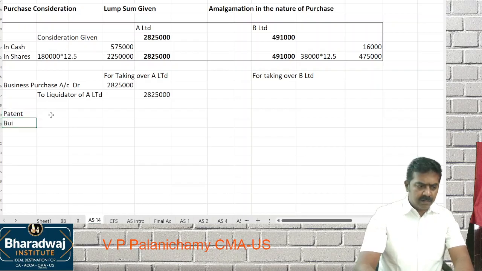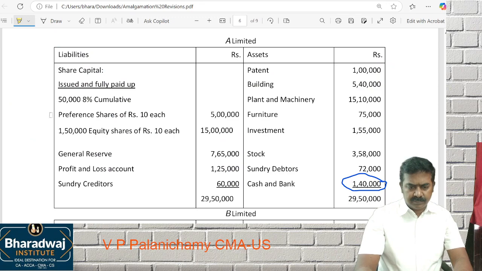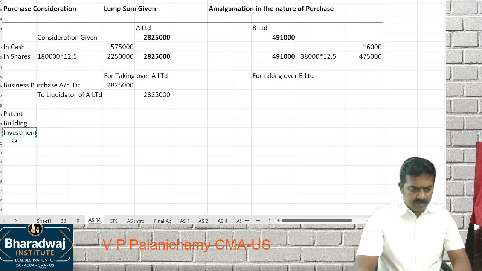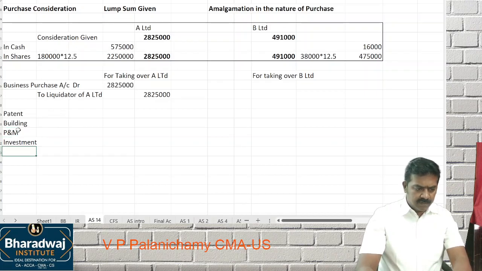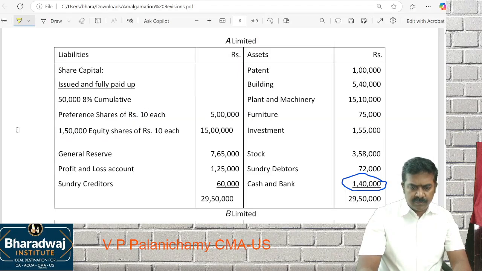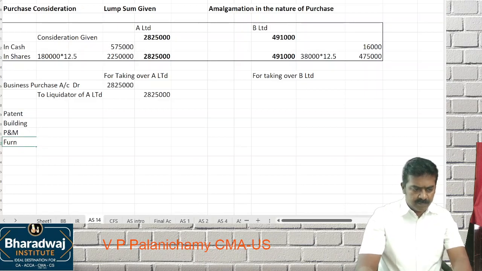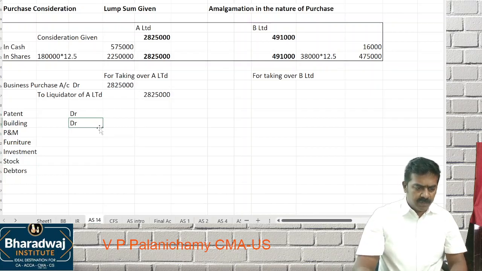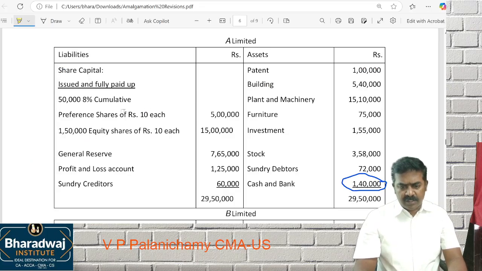Patent, building, investment, sorry, plant and machinery, furniture also there. Investment then. Are we taking over cash and bank balance? No. Debit all the assets. Everything is taken over at book value only. What is the book value? Patent.